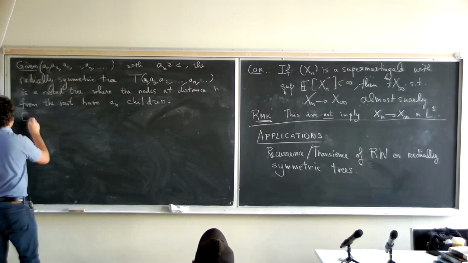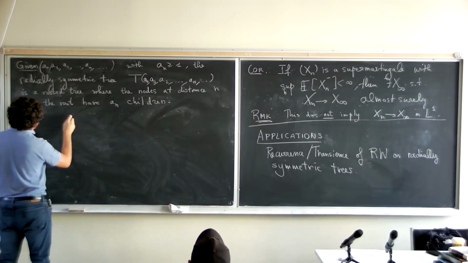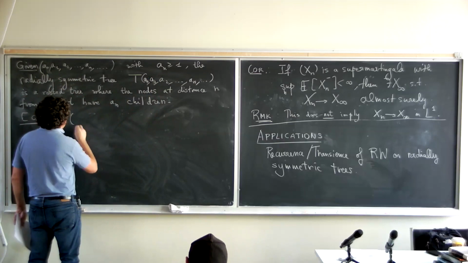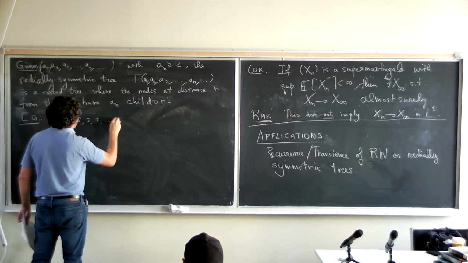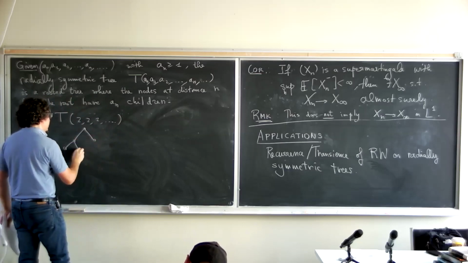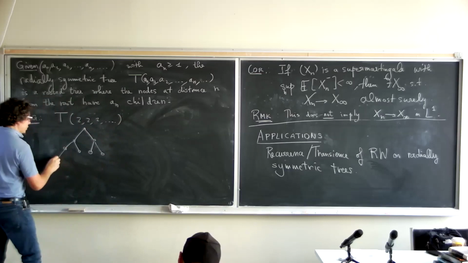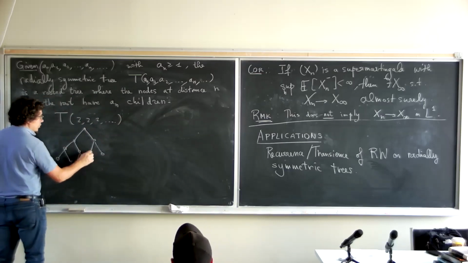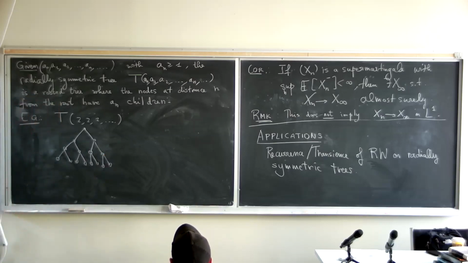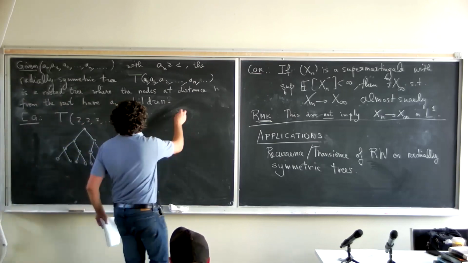So for instance, what do we have? Let's do T(2, 2, 2, ...), something like this. It's just a binary tree, so it has two children, then two children, and two children, and so forth. That's for every n, so these are infinitely many n's, right? Yeah, for every n.